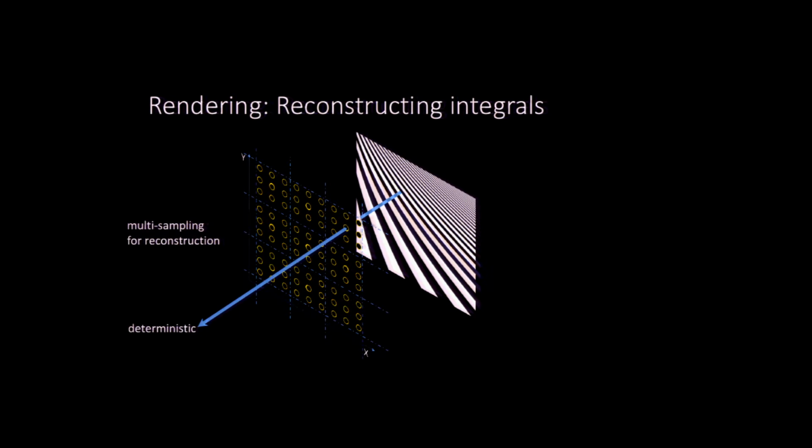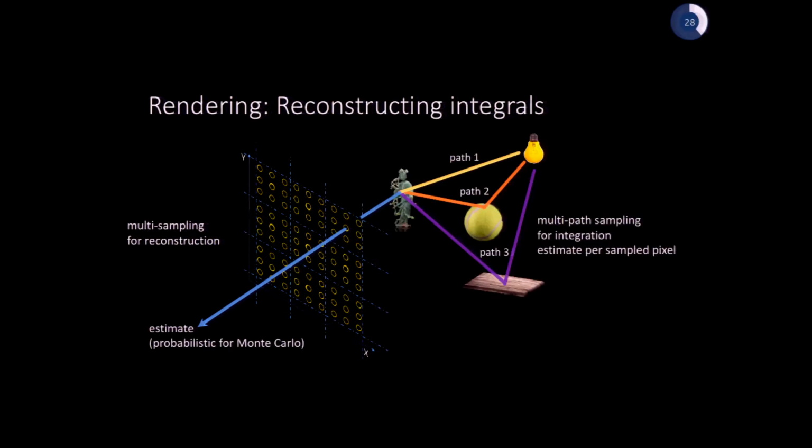We have our 3 by 3 grid. In the end, we want a 3 by 3 pixel. We have some function here, which may have high frequencies. And we're going to, from this function, deterministically filter it to get the alias-free or minimum alias reconstruction.